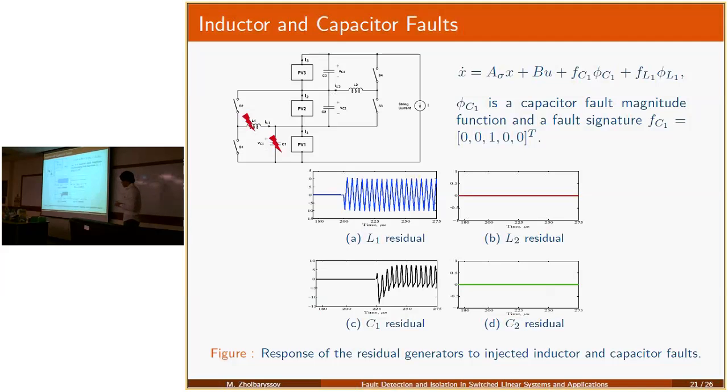These two examples are very simple examples. We can make more complicated faults, and it's fine as long as we can describe them in terms of the fault disturbance in our state space model equations.